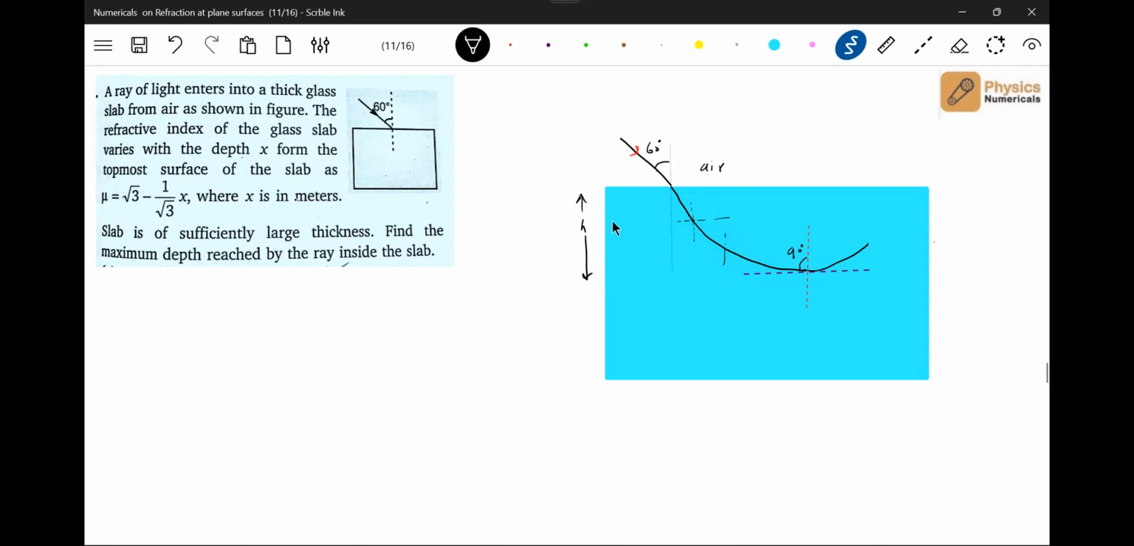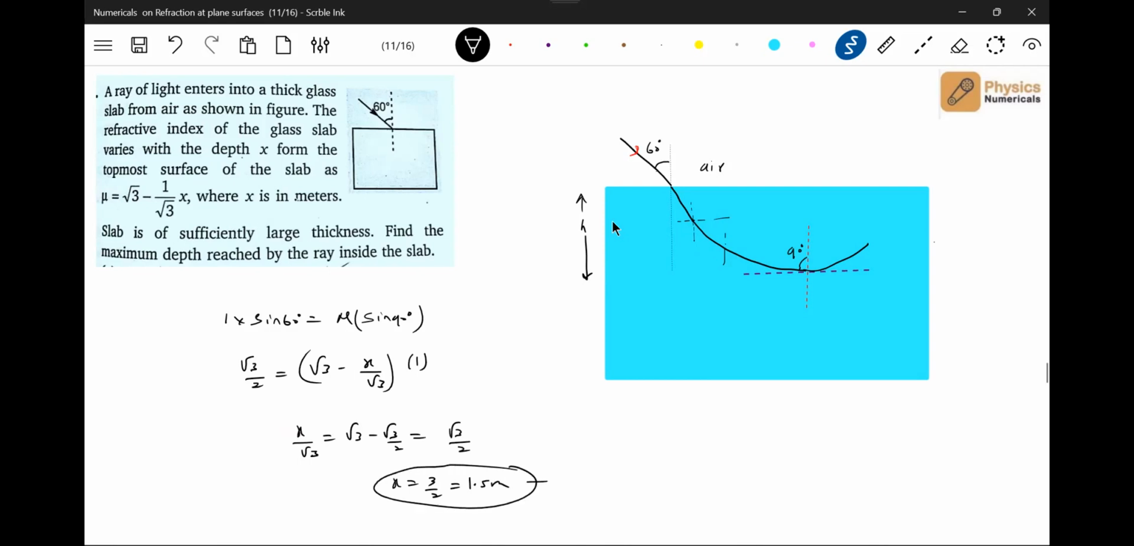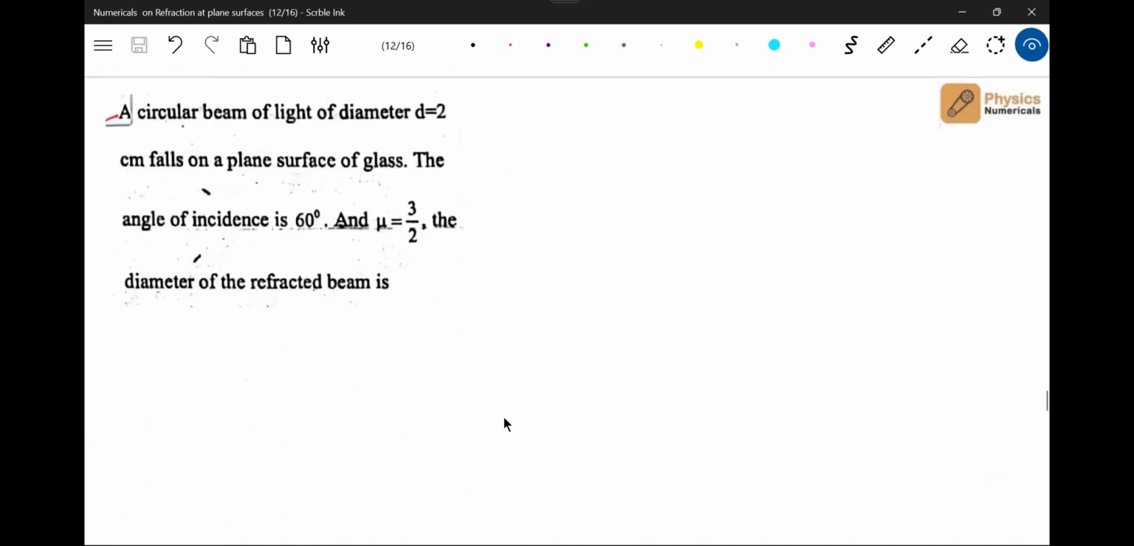So applying this, 1 into sine 60 equals mu into sine 90 degrees. So root 3 by 2, mu is how much? Root 3 minus x by root 3, sine 90 is 1. Solving for x will give the required answer. Root 3 by 2, x by, so maximum depth, how much will it be? 1.5 meter. Yes, next one.